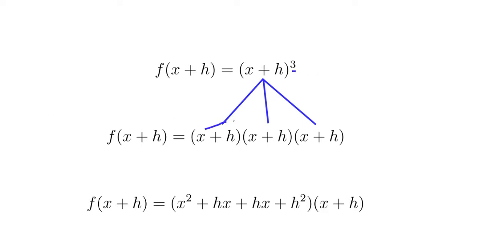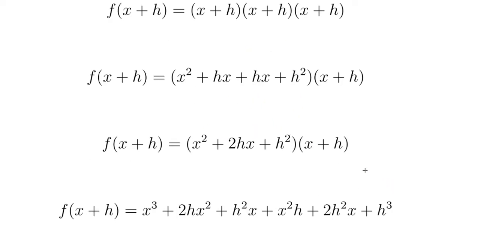So x times x is x squared, x times h is hx, and hx and hh, leaving me with x squared plus hx plus hx plus h squared. And then I have this left over here. This comes from this part. Then in addition, I can finally bring these two together.